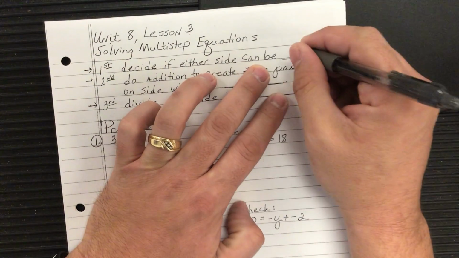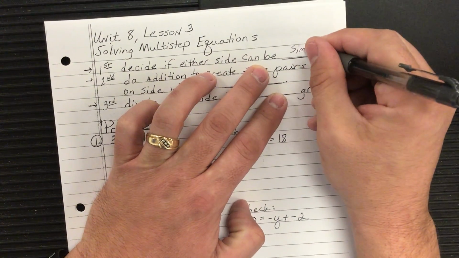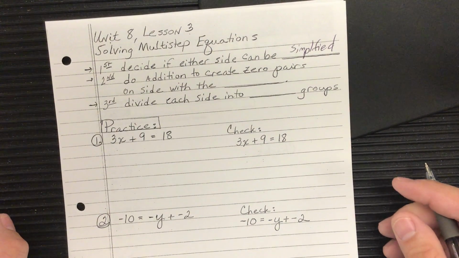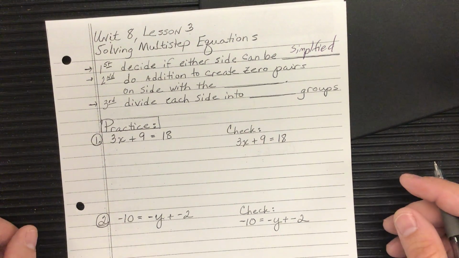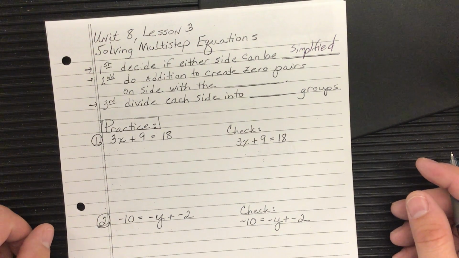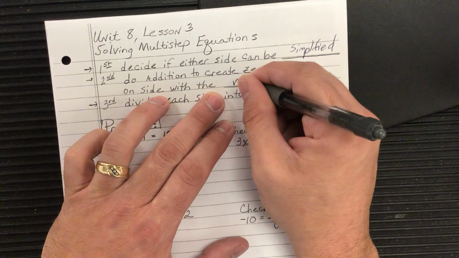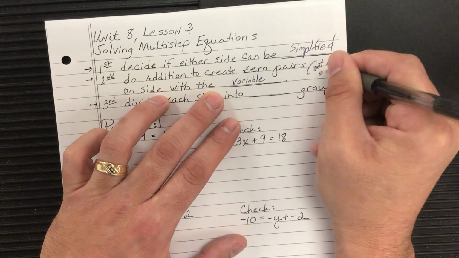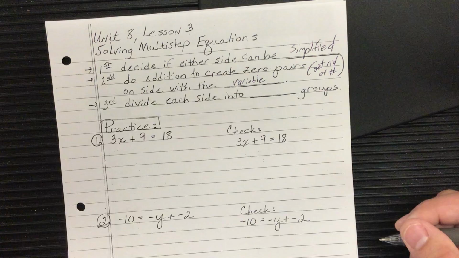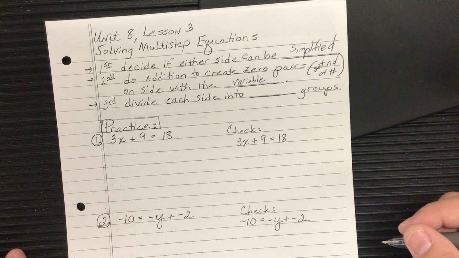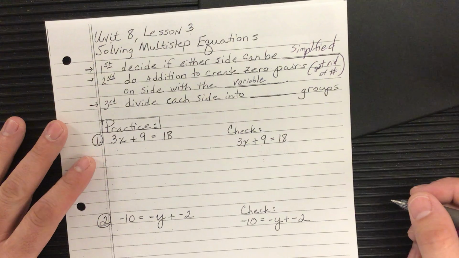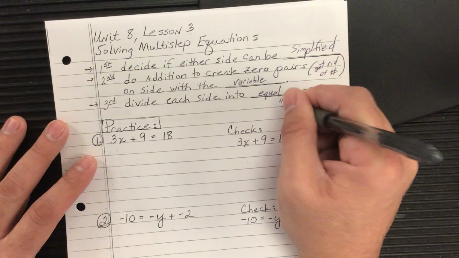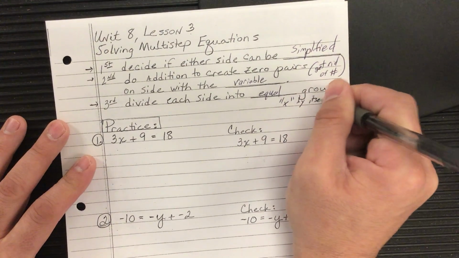First, you decide if either side can be simplified. So you simplify each side before you continue. Second, you do addition to create 0 pairs on the side with the variable. So you're going to get rid of the number. Okay, and then you want to get equal groups. You want to get x by itself.